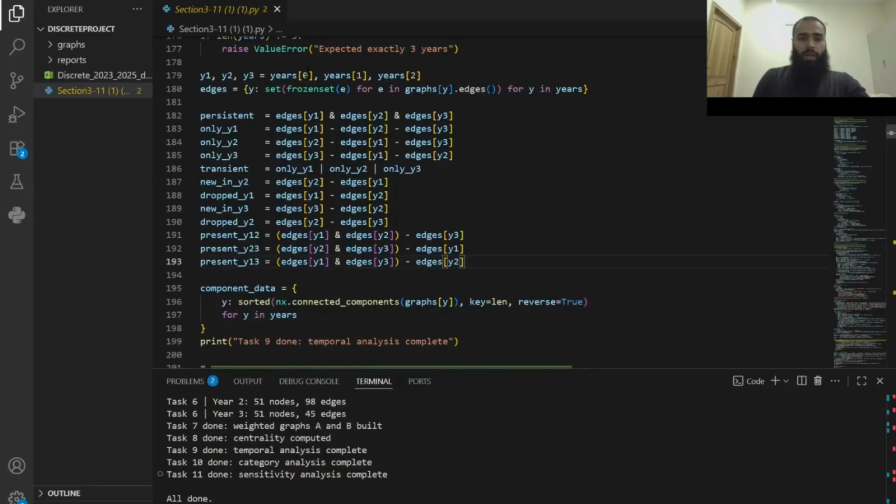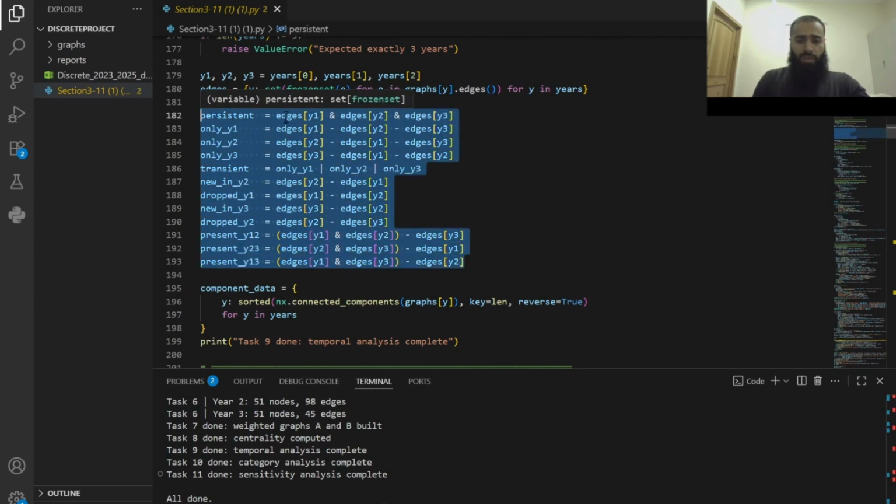Now, as shown from lines 182 to 193, this uses set theory: the intersection of all three edge sets, as shown here, gives us the persistent edges, and the edges apparent in only one year are the transient edges.